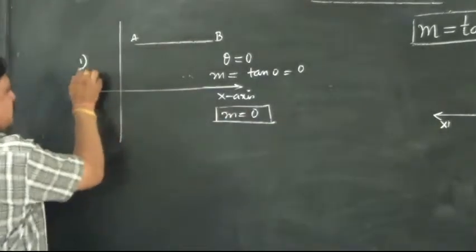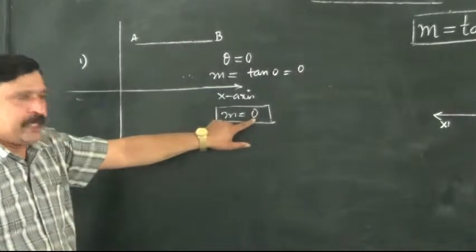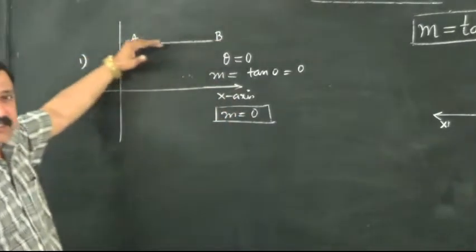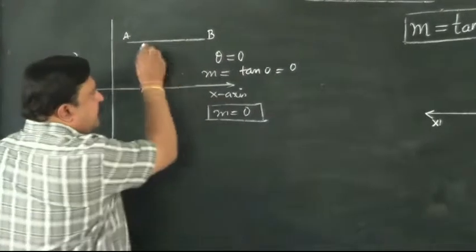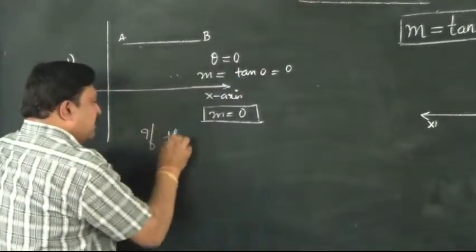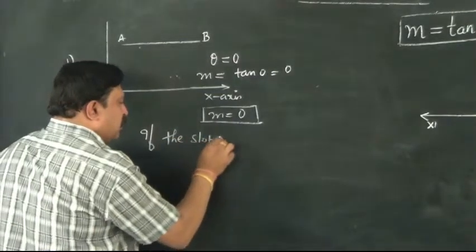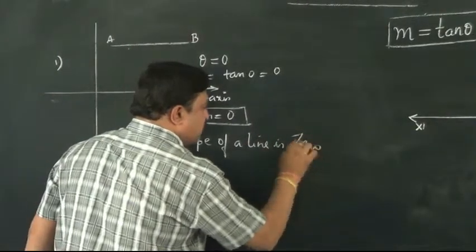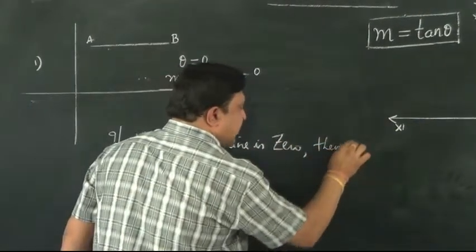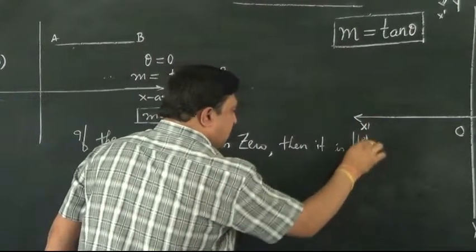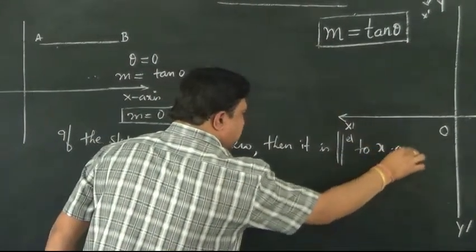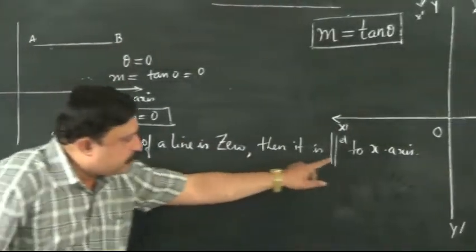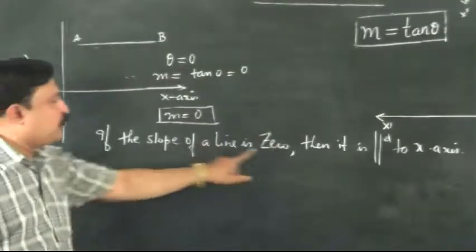So point number 1 is that if m is equal to 0, that is, the slope of a line is 0, it means that the line is parallel to the x-axis. So what is the important statement here? If the slope of a line is 0, then it is parallel to the x-axis. Or if you take the converse of this statement, if a line is parallel to the x-axis, then its slope should be equal to 0.